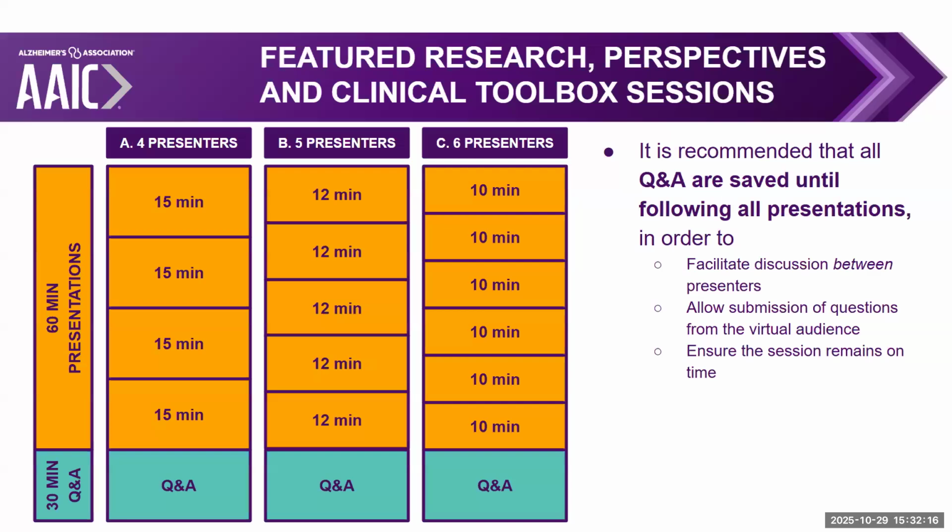Similarly, for sessions that have more than 4 presenters, again, the talk time may be shorter, so up to 12 minutes, or if there's 6 presenters, up to 10 minutes. Allowing a good amount of time again for Q&A at the end of the session. Our team will communicate with each of the presenters how much time they've been allocated, and you will also be informed as the session chair how long you should be keeping these people to time as well.